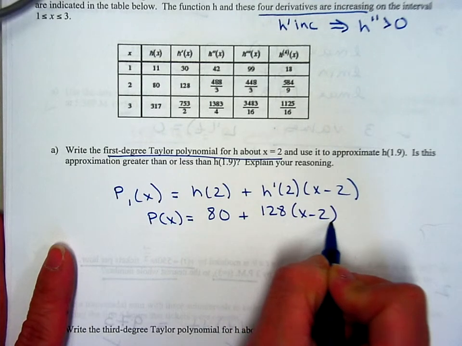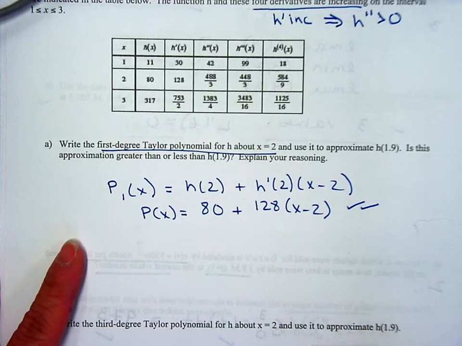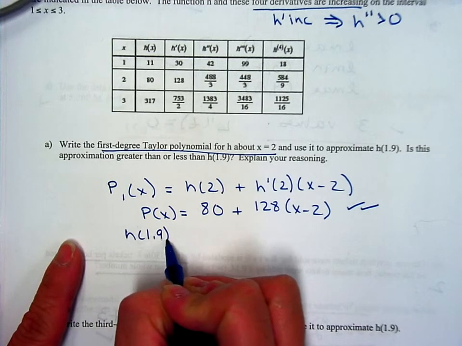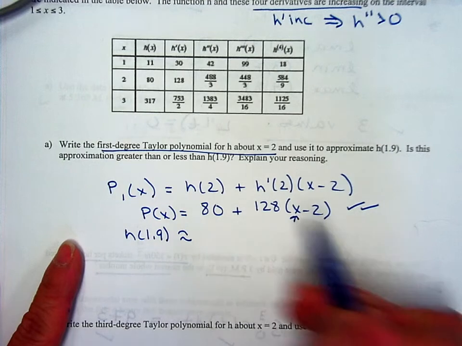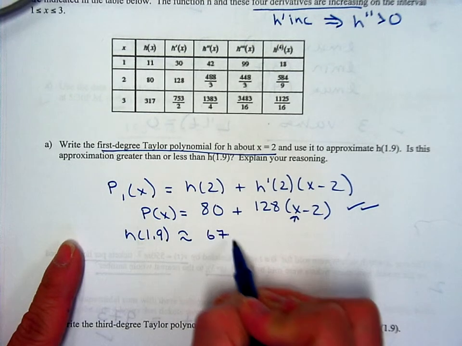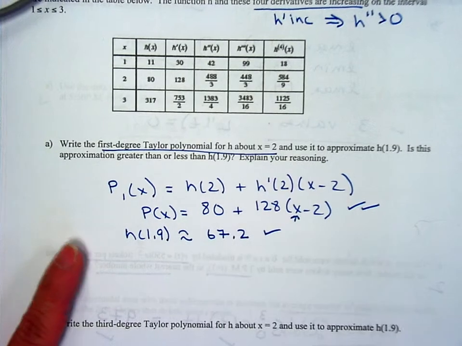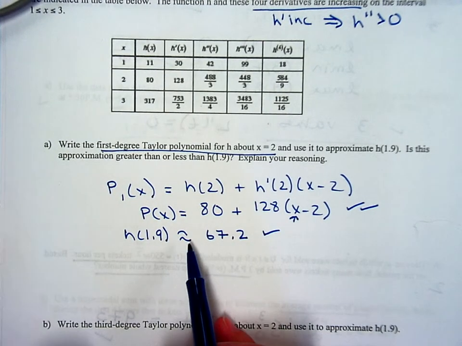It is 2 points for the correct polynomial with the correct numbers plugged in. Then it says to approximate h of 1.9. So all I'm going to do is plug in 1.9 for x right here. You can punch it out on your calculator. So h of 1.9 is approximately 67.2. That's your next point. Then they ask, is this approximation greater than or less than?